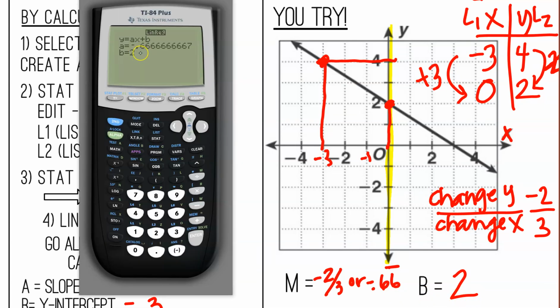Now, one thing I do want to mention is don't forget that if you do your work in Stat, you do have to learn how to convert that into a fraction. So just to review, -0.6, and it's a lot of sixes because it's repeating, so we're putting a lot so the calculator knows. Math, enter, enter, and there's your fraction.